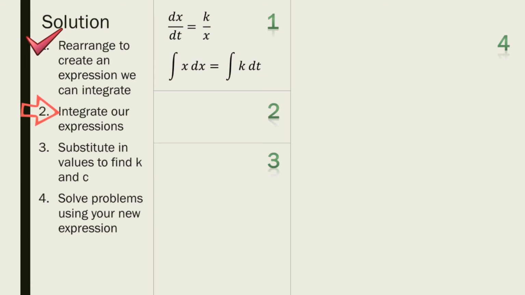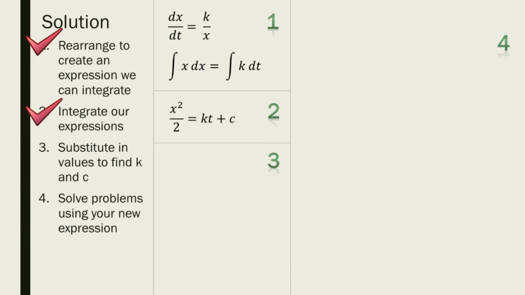Second bit, we're going to integrate our expressions. Should be quite straightforward. The integral of x with respect to x is x squared over 2, and the integral of a number, or k, with respect to t is just kt, and we'll stick our constant plus c at the end. And that's done as well.